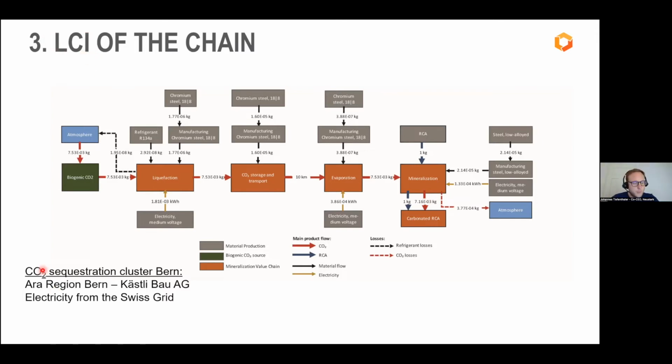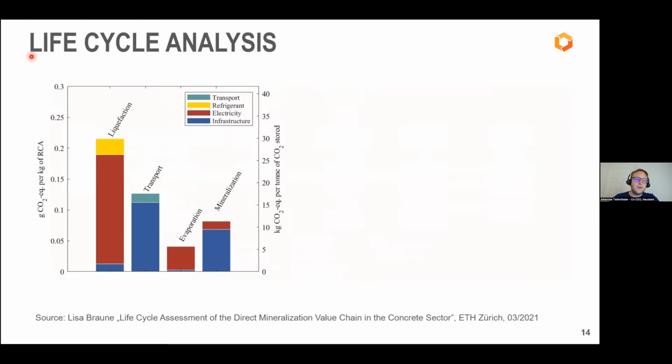And here we actually did the case for a typical value chain, which is the cluster of Bern, which is the capital city of Switzerland. So evaluating this data set ends up getting such plots. Here you can see the global warming potential in grams CO2 equivalent for the liquefaction, transport, evaporation, and mineralization. And one can see that the electricity is the main emission driver, and the liquefaction as well. The transport distance of CO2, which is this part, has only a minor impact. And then there is, of course, the evaporation and the mineralization.